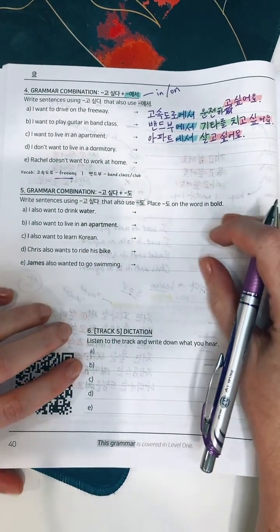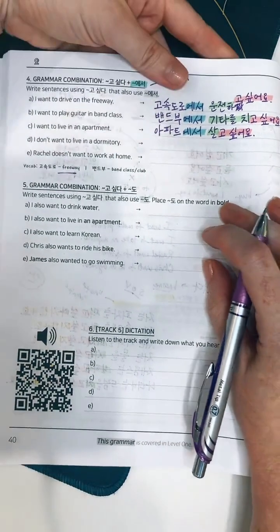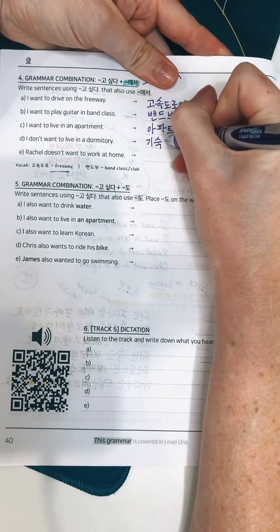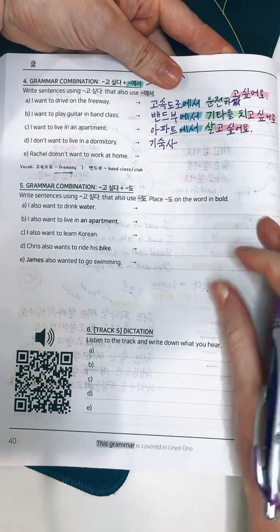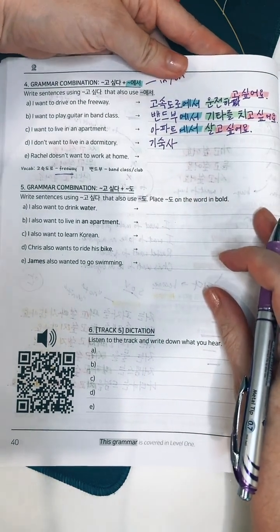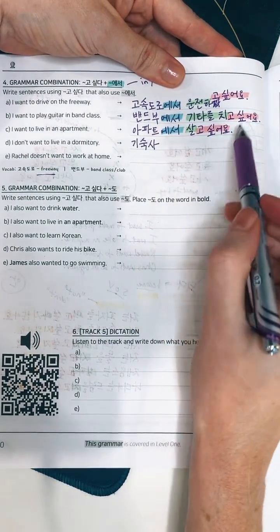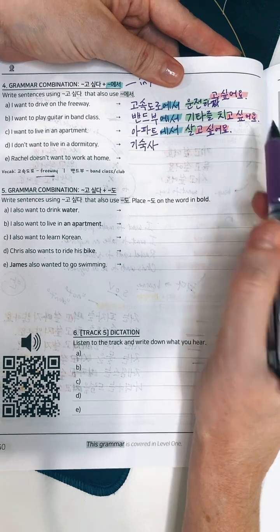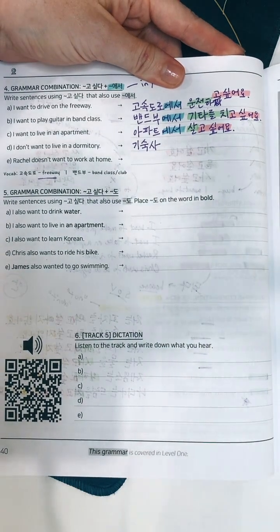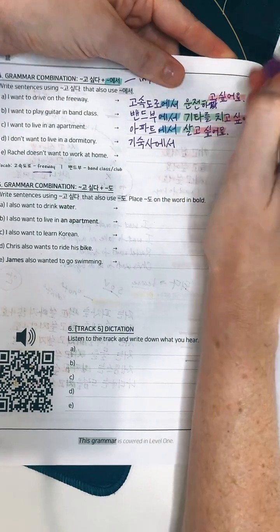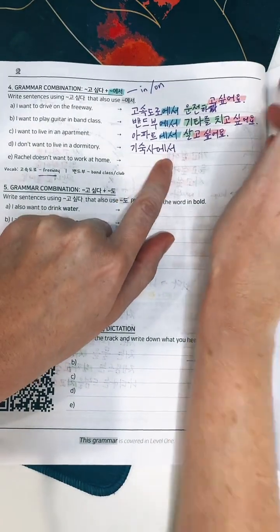All right. D, I don't want to live in a dormitory. Dormitory, you may not know, is 기숙사. 기숙사 is dormitories. How do you say you don't want to do that? Well, we had that on the previous page, right? That's 지 않다. So we've got to include that in our sentence as well. First, though, let's put our 에서 to say in a dormitory.